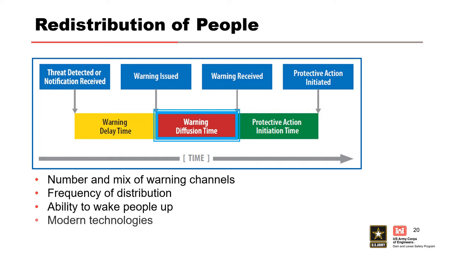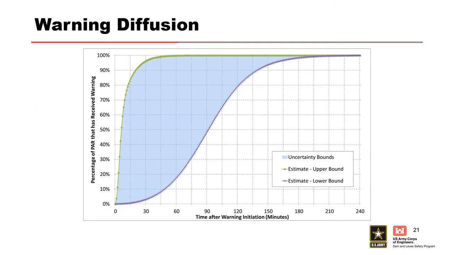And embrace modern technology. There's a bunch of new stuff out there. Embrace it. This is what a relationship for that would look like. These are kind of the bounds, like the worst case scenario on the bottom there, how long it takes for your population to get warned over time, and best case scenario on the left in the green, upper bound, how quickly, if everything is as efficient as possible.